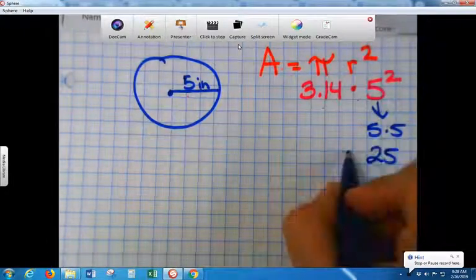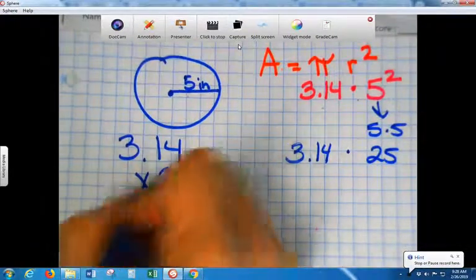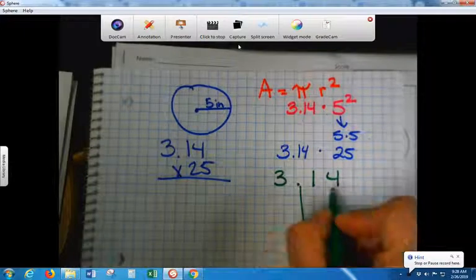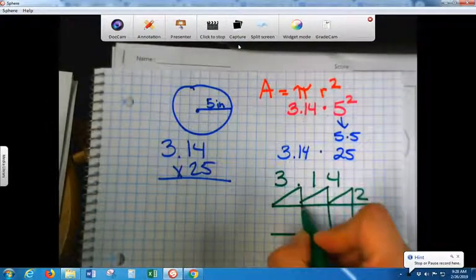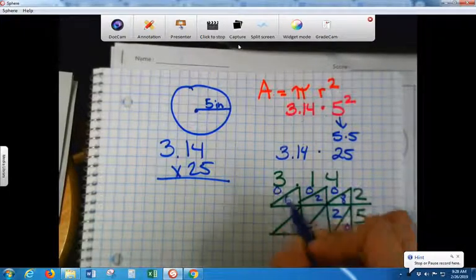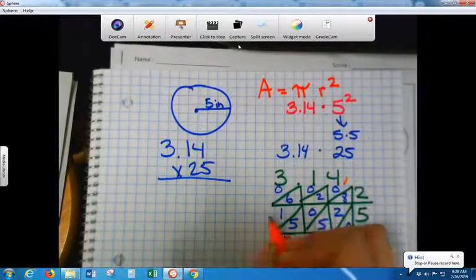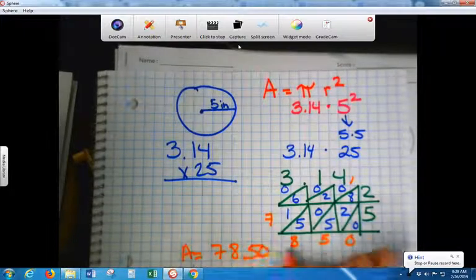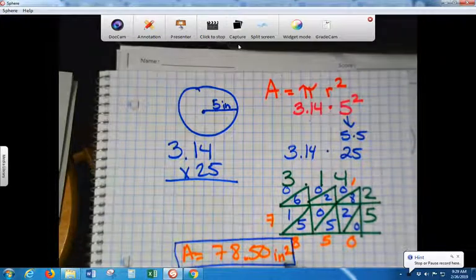25. Okay, so I have to take 25 and multiply it by 3.14. Can I do that in my head? Absolutely not. I'm going to go over here and show my work. So everybody's doing this. So, what is the area equal to? 78 inches squared. Why is it squared? Because we're talking about area, and when you have area, it needs to be squared.